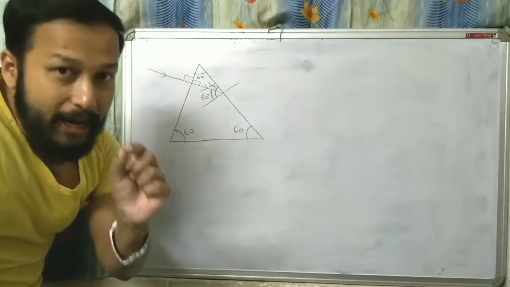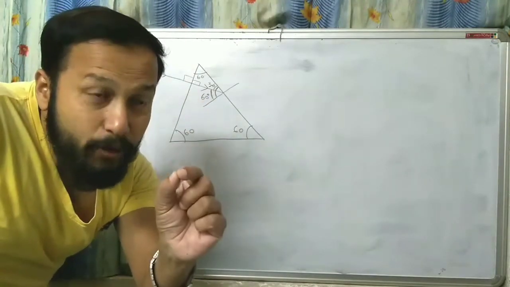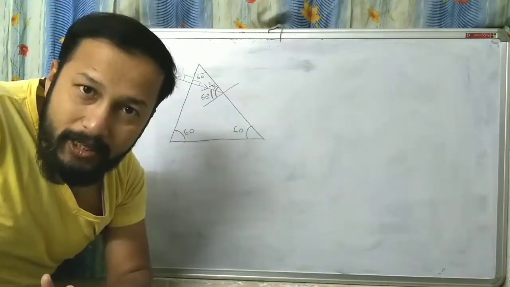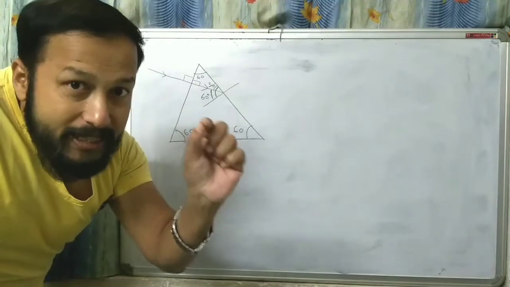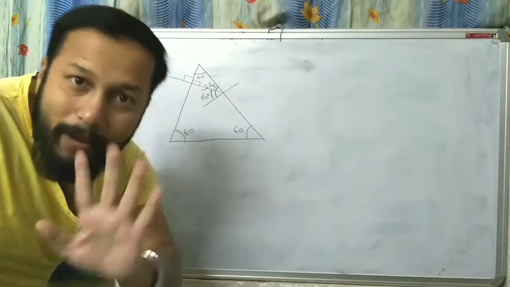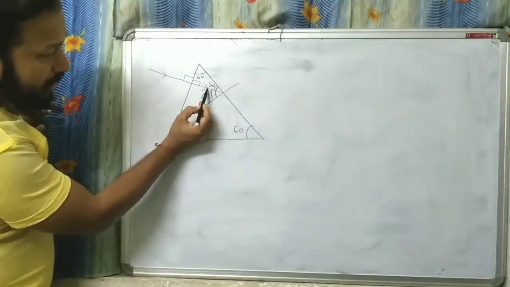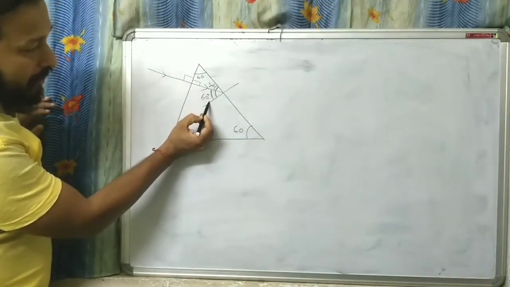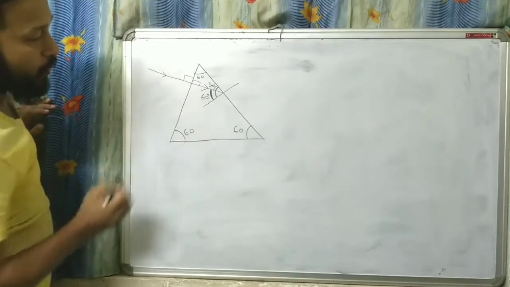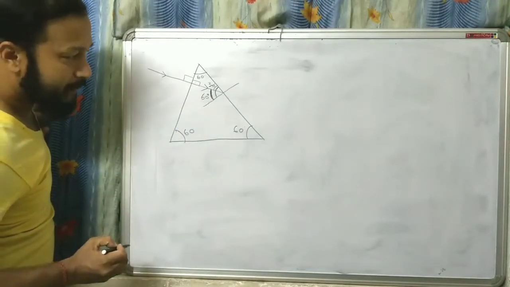Because angle of incidence is the angle between the incident ray and the normal. You understood my point? Angle of incidence means the angle between the incident ray and the normal. So this is the incident ray and this is the normal. So what is the angle between them? It is 60 degrees.